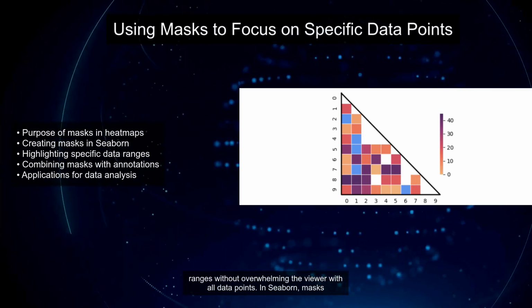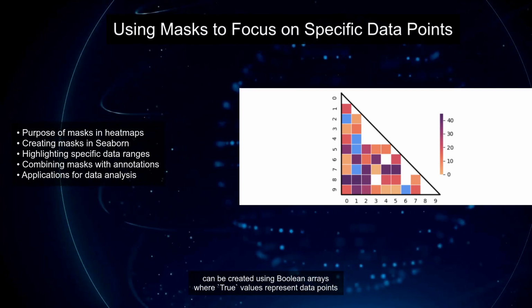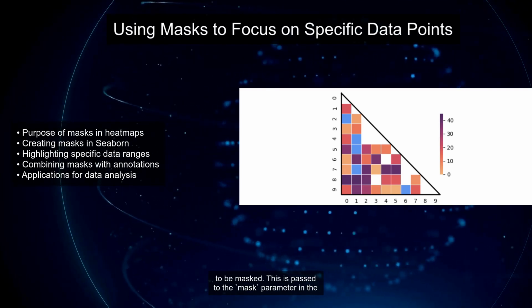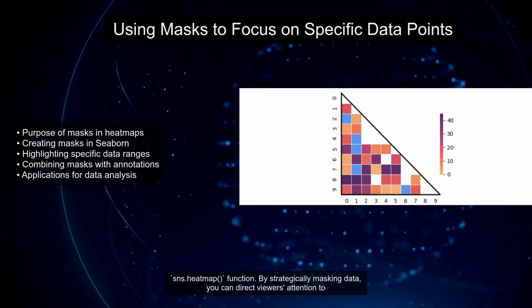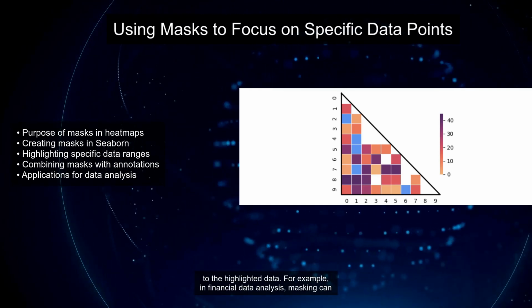In Seaborn, masks can be created using Boolean arrays where true values represent data points to be masked. This is passed to the mask parameter in the sns.heatmap function. By strategically masking data, you can direct viewers' attention to areas of interest. Combining masks with annotations further enhances clarity, providing context to the highlighted data.